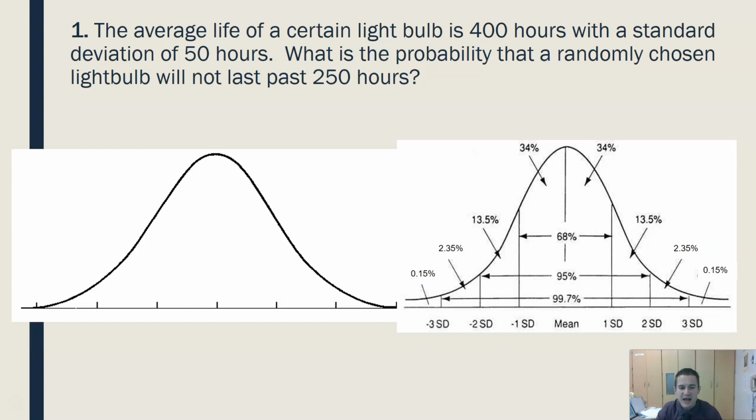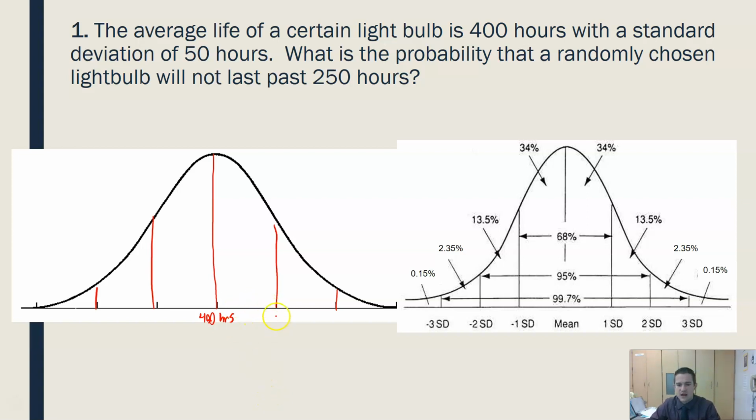The average life of a certain light bulb is 400 hours with a standard deviation of 50 hours. Okay, so before I even move on to the question, let's draw my little normal curve. So I have a normal curve here. Again, it just looks like this little tall bell. So the mean, the average life of this bulb, is 400 hours. That's not bad, right? 400 hours worth of light. Then it says the standard deviation is 50 hours.